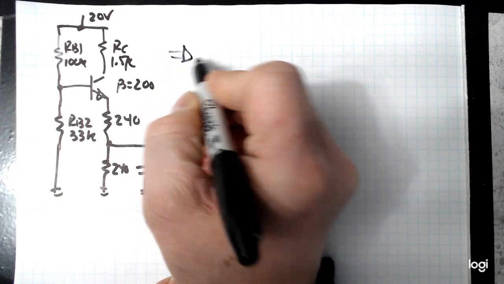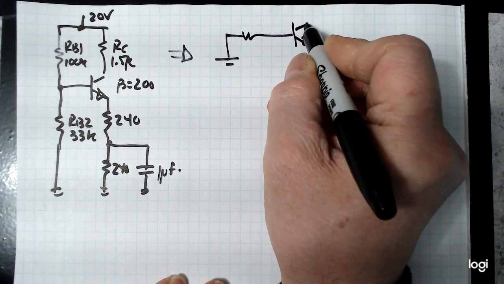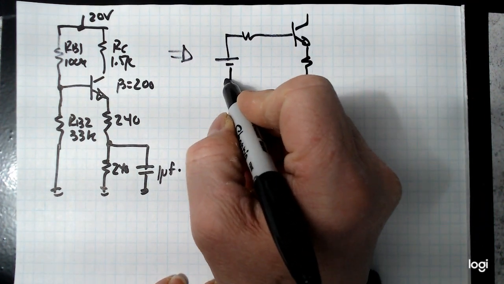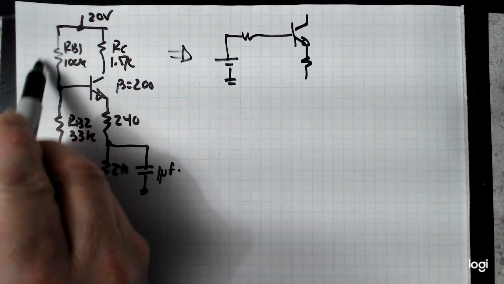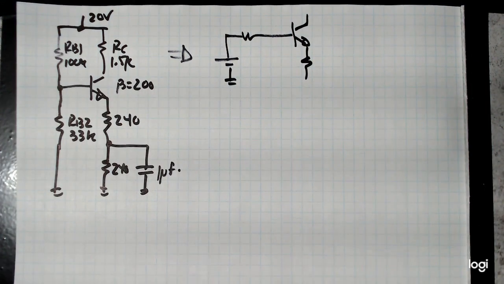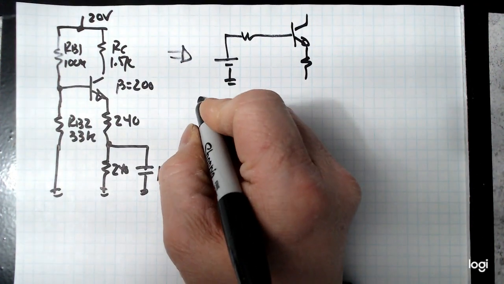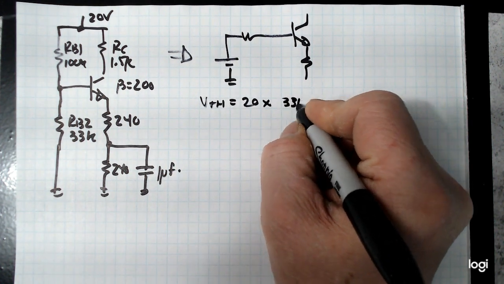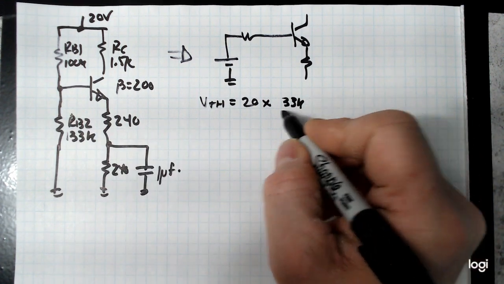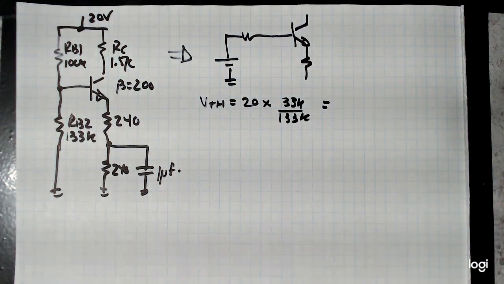So the first thing you do in the DC analysis is you redraw the circuit with a single voltage source and a single resistor driving the base. So we're going to take these two resistors here and reduce them to a Thevenin equivalent. So detach it off of there, put those guys in parallel. VTH equals 20 times 33K, we're figuring out the voltage across this guy, over 133K. That is equal to 4.962 volts.